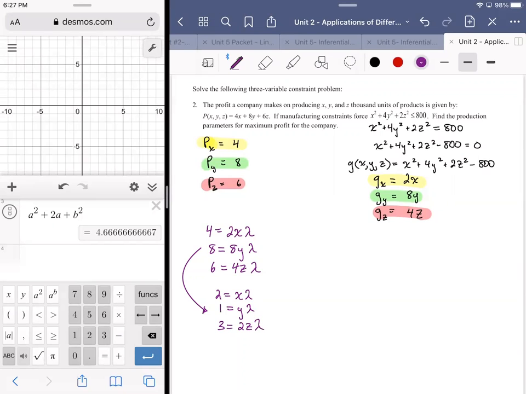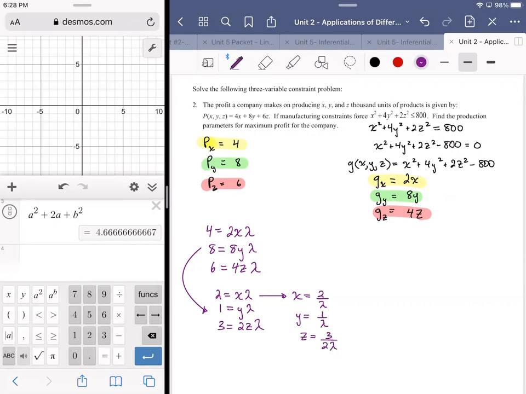Now, you're kind of boxed in because I can solve for lambda in terms of x, in terms of y, in terms of z, then start setting them equal to one another. But I can also go the other way, solve for x in terms of lambda. So I could say that x is equal to 2 over lambda, y is equal to 1 over lambda, and z is equal to 3 over 2 lambda.